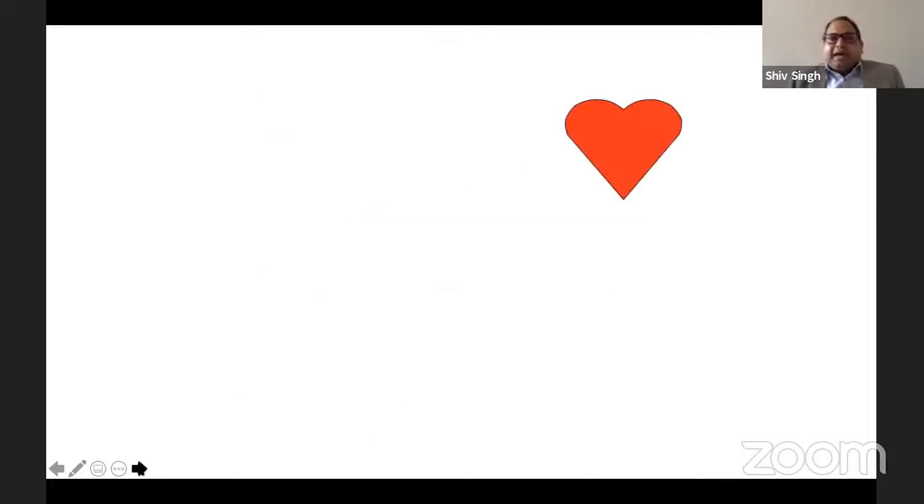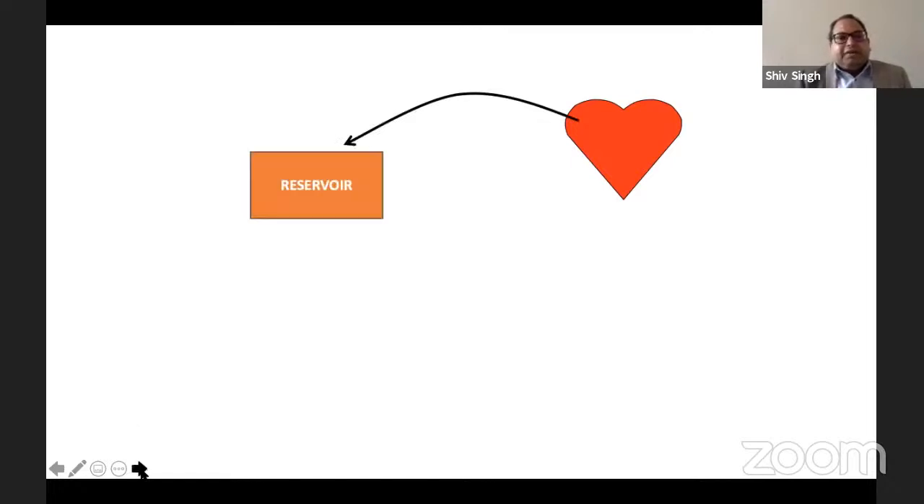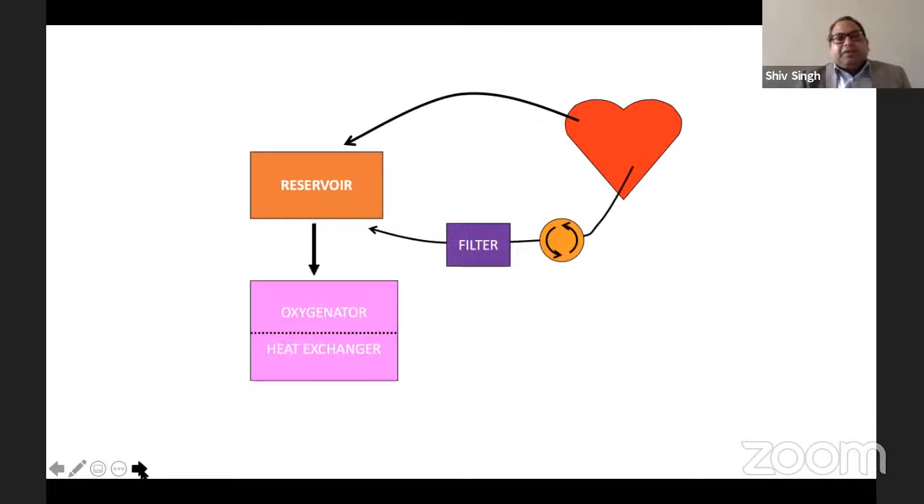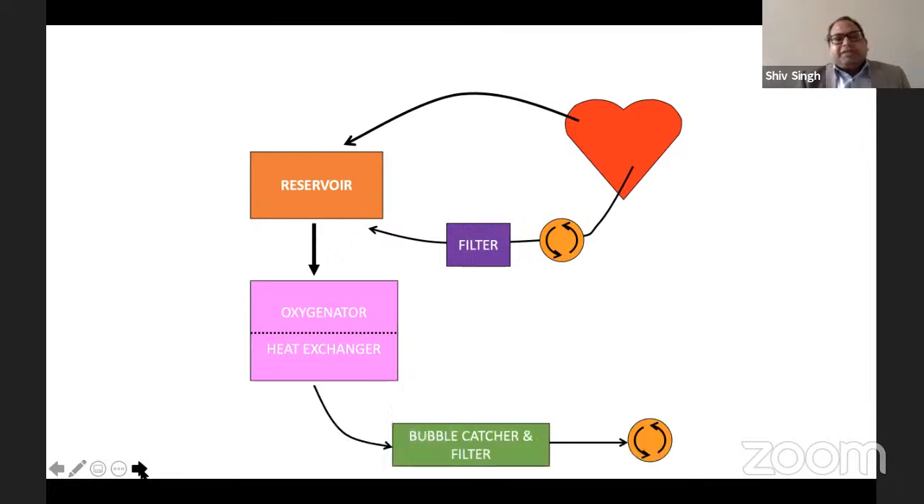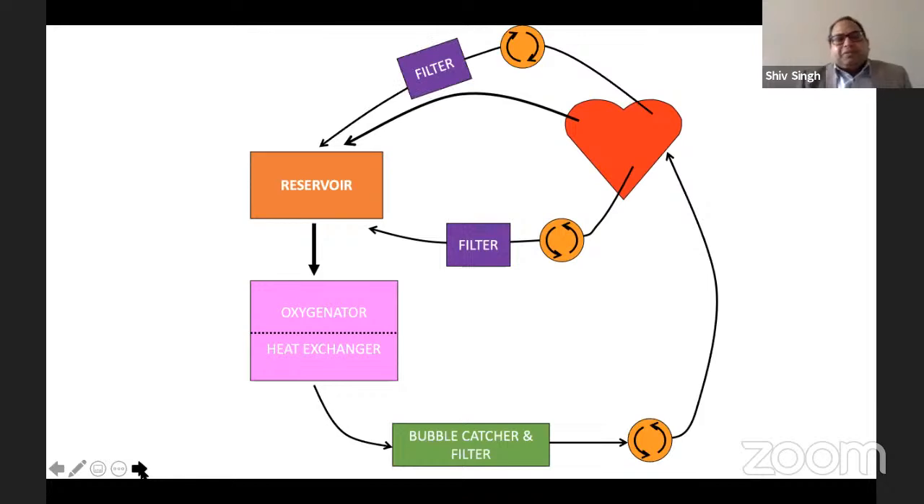Or you can draw a simple diagram. You have the heart, you collect the blood from the heart into the reservoir, and you also collect from the left ventricle with a filter. It goes through the oxygenator and heat exchanger, passes through the filter and bubble catcher, and is pumped back into the ascending aorta. There's an extra pump as well to collect the blood from the left side. So that's again a simple diagram which can be used in the exams.